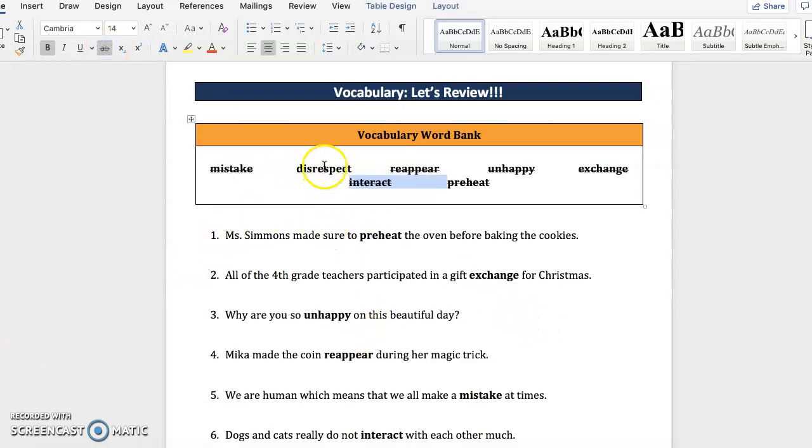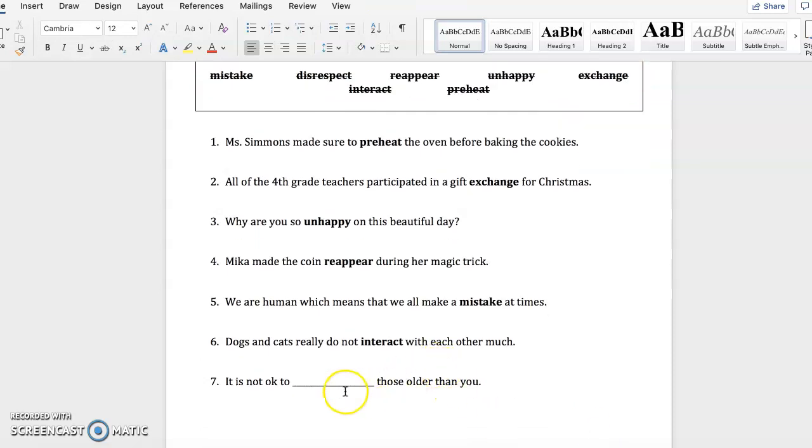We only have one word left, which is disrespect. And so you should know that that is number 7. It is not okay to disrespect those older than you. Okay? Good. All right, guys.